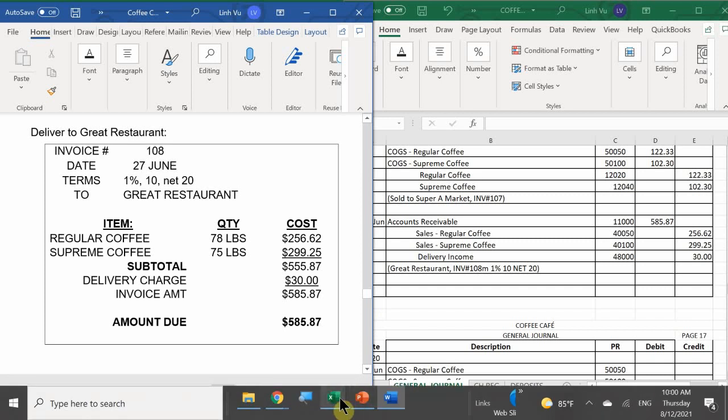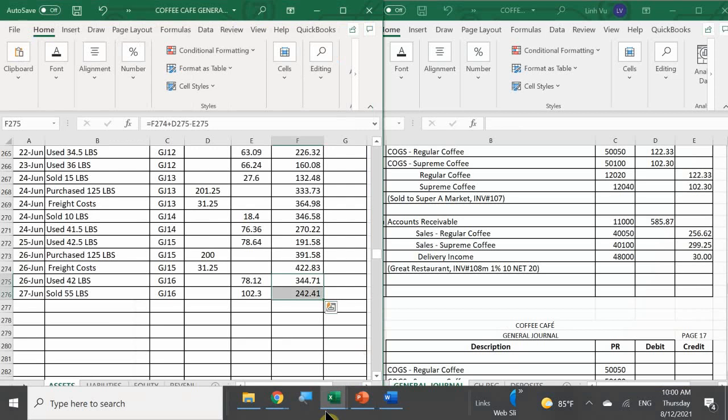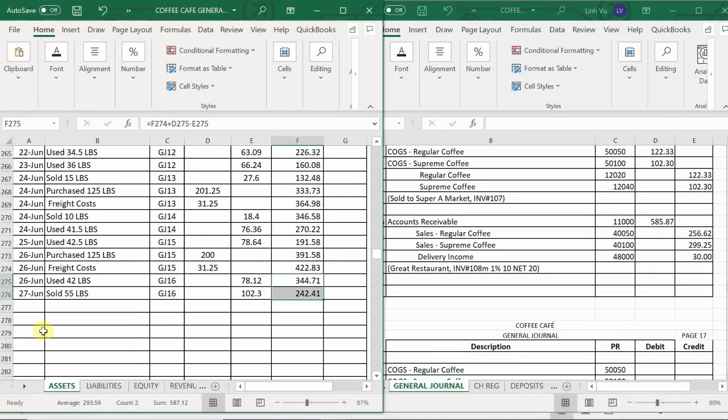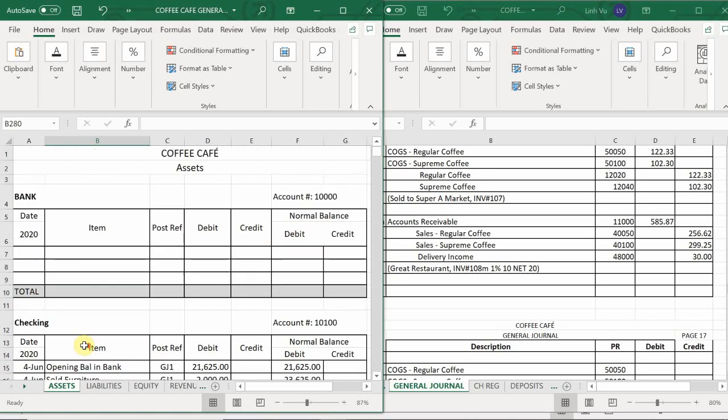Next thing I have to do is, now that I completed my journal, I need to enter that into my ledger account. So first thing I'm going to recognize here is accounts receivable.